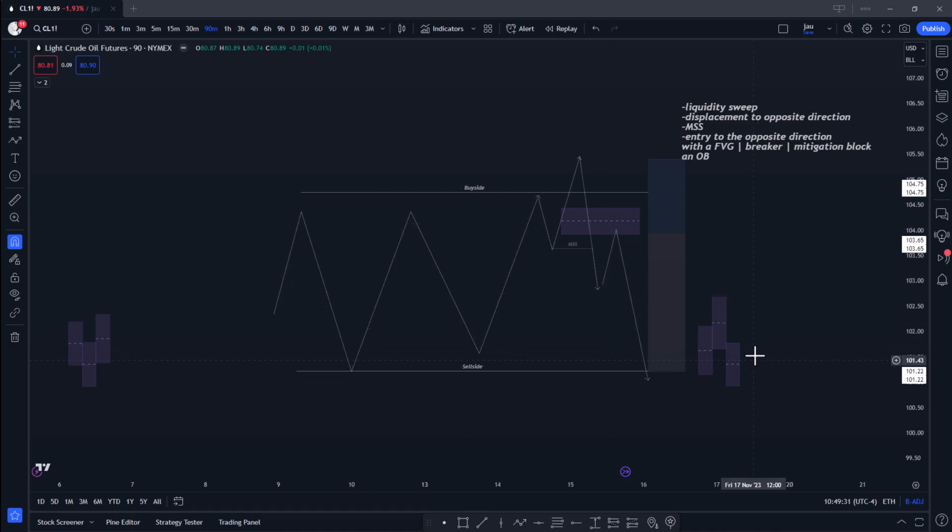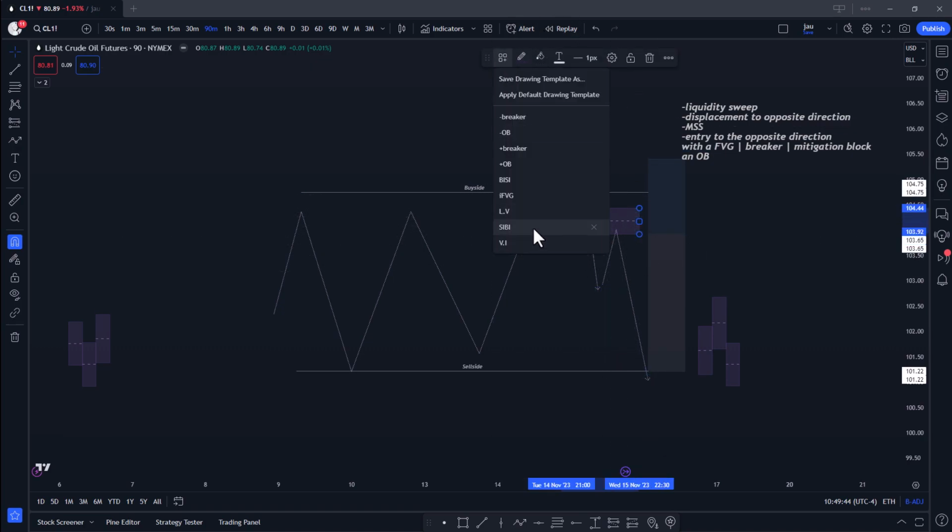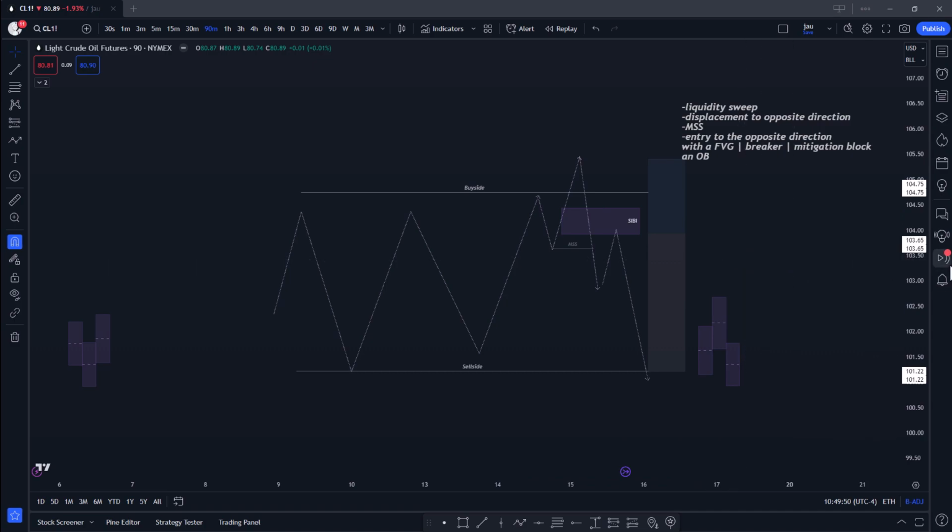So I thought I should cover this quickly before going deeper in the video. This is the model that I will be looking for: PDRA entry and then look for the opposite direction. So this is typically a BC, or in this case it's a CB, fair value gap.